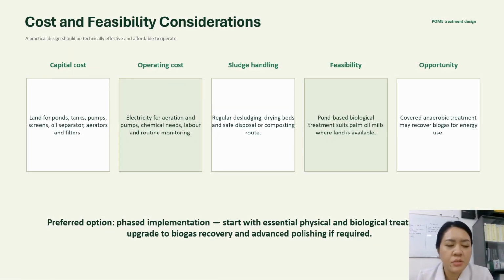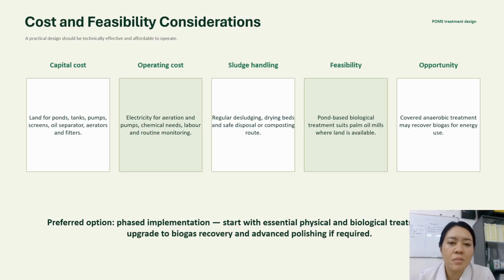Hello everyone. I'm going to present the cost and feasibility consideration for the palm oil mill treatment plan. A treatment plan must be technically effective, but also feasible for operation at a palm oil mill. The capital cost includes land, tanks or ponds, pumps, screens, oil separation units, aerators and filters. Operating costs include electricity, manpower, maintenance, chemicals if needed, monitoring and sludge handling.